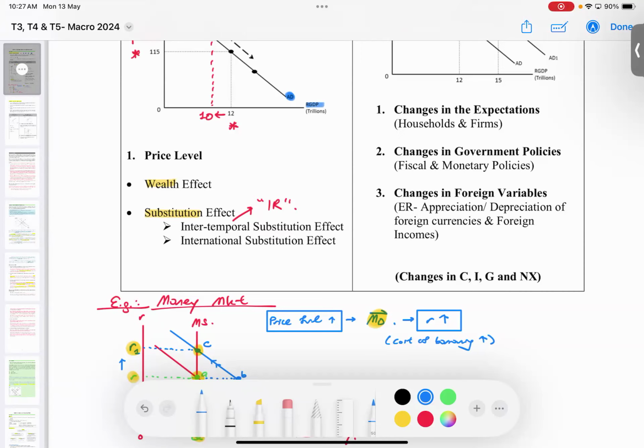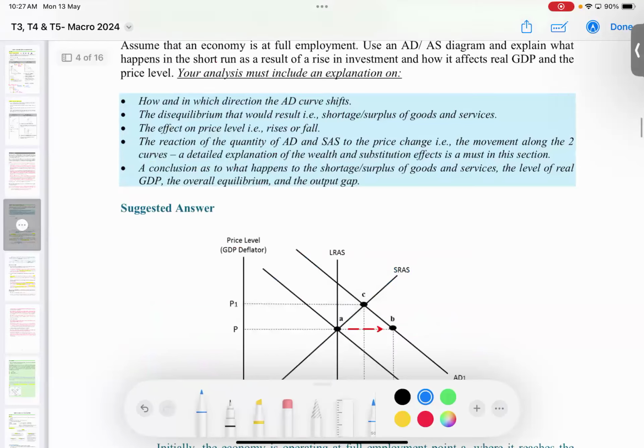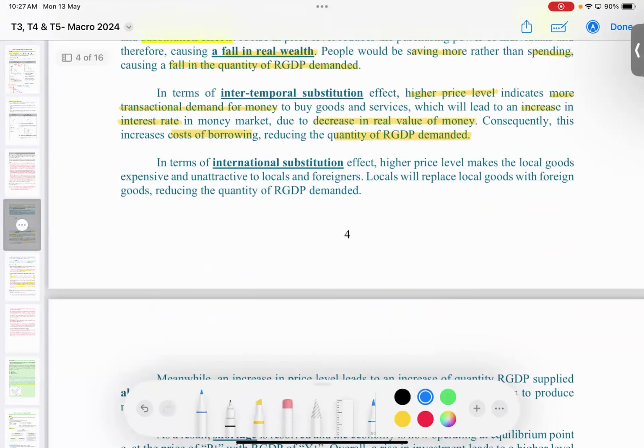Again, you can see how I put it into sentences here. In terms of the international substitution effect, I said a higher price level makes the local goods more expensive and unattractive to the locals and foreigners. So locals will replace the local goods with the foreign products, reducing the quantity of real GDP demanded.